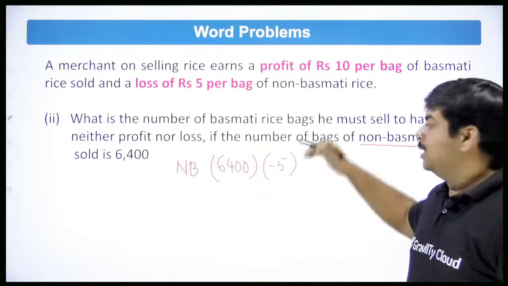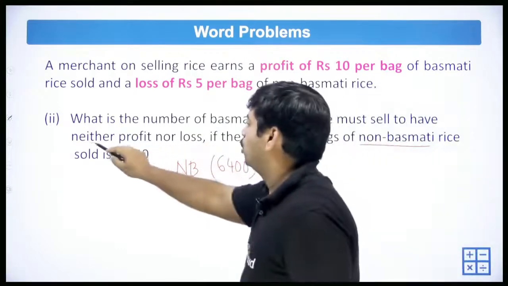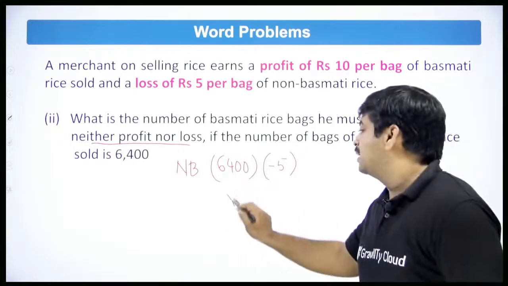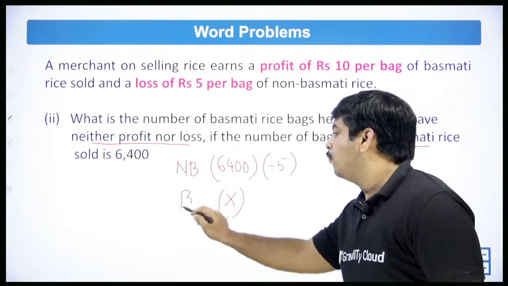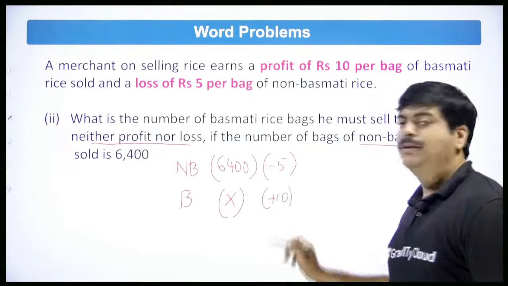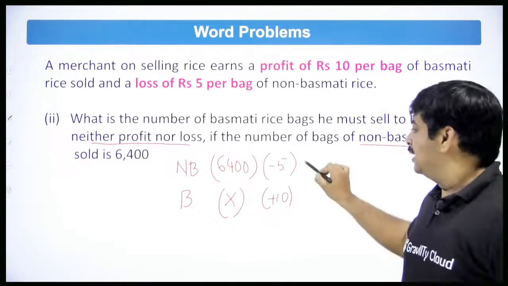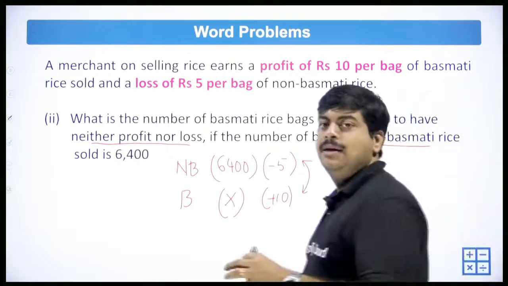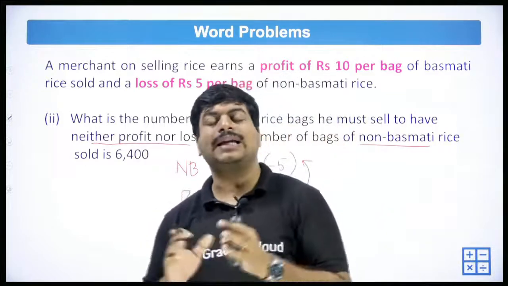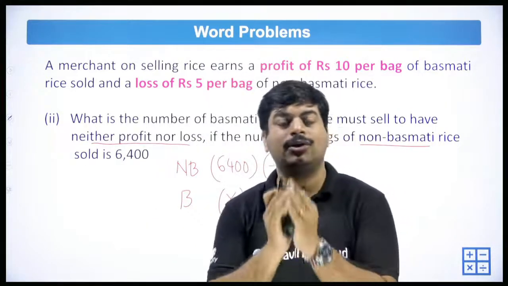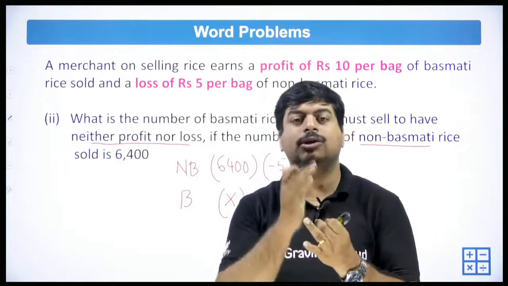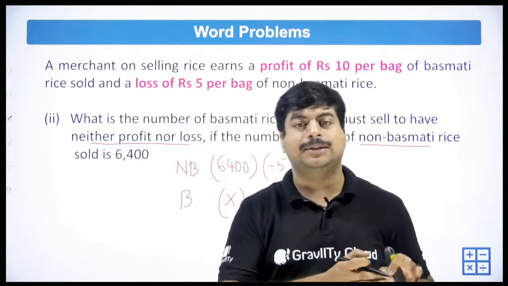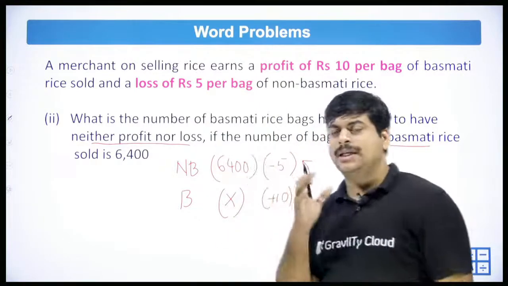But to balance this with neither profit nor loss, you'd have X number of basmati bags with plus 10 as a profit. Given, these two should be equal in terms of numbers. That means you should not have any positive or any negative. Then you can say that you are having 0 rupees profit or 0 rupees loss, neither in a state of profit nor in a state of loss. A beautiful application, so please try to do it yourself.